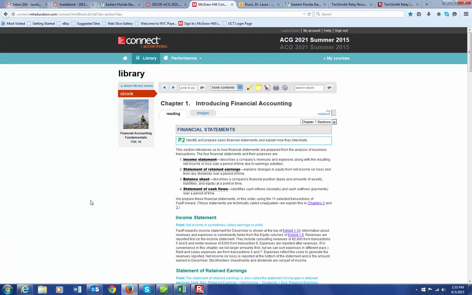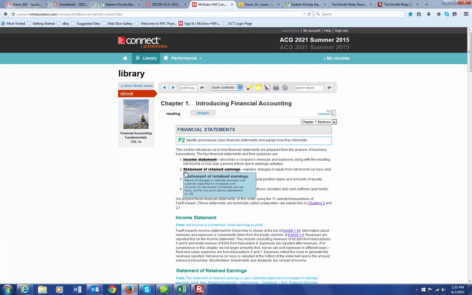The statement of retained earnings will explain the changes in your equity from one period to the next. Remember, what we talked about in the last video is that you have either a net income or a net loss, but you also may have more money that's been invested into the company. You may have dividends that have been paid out.